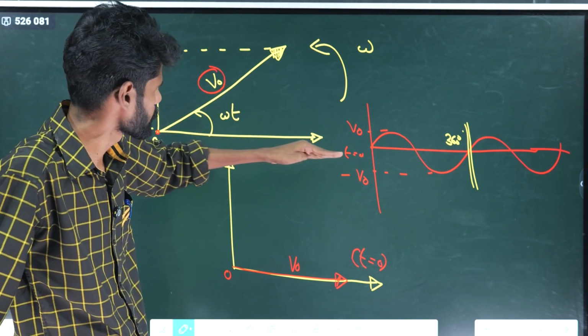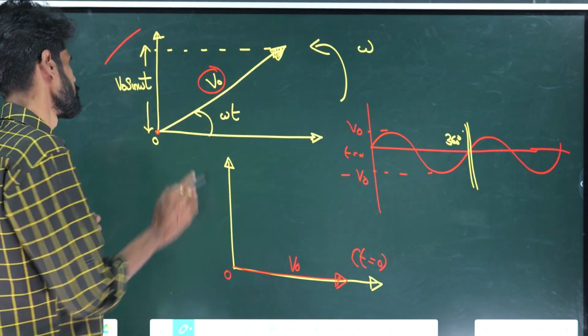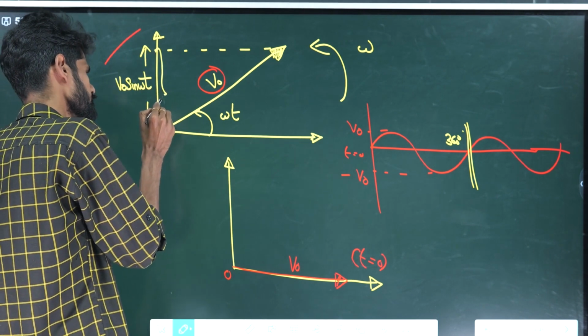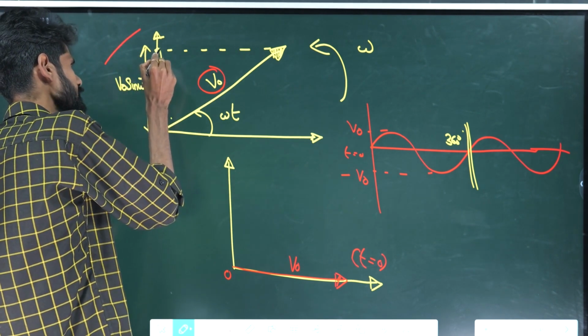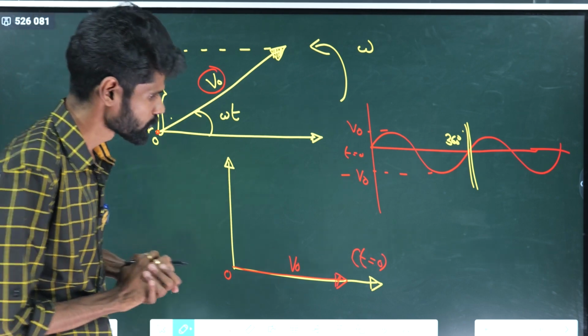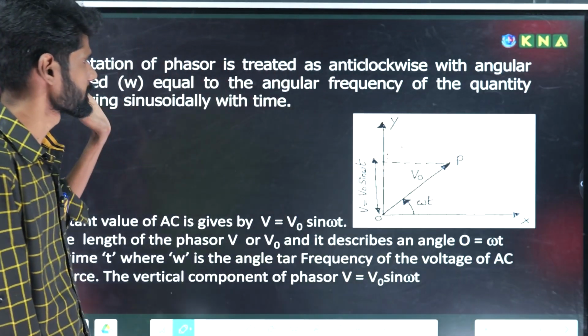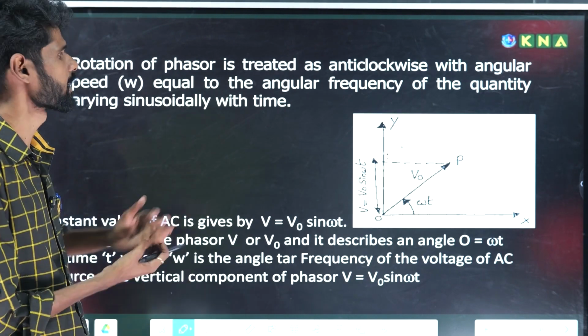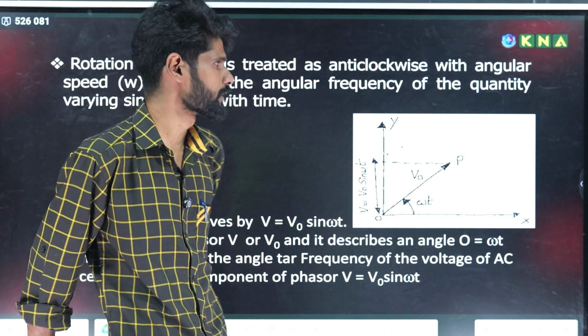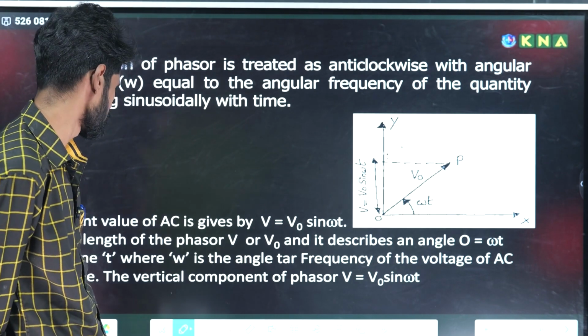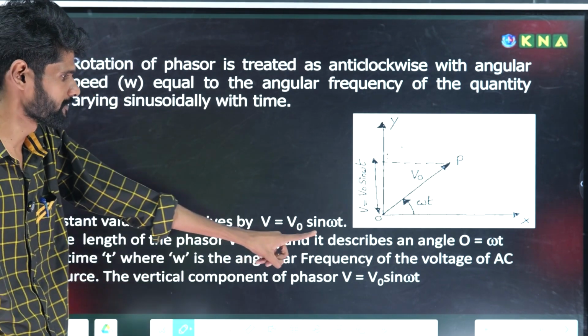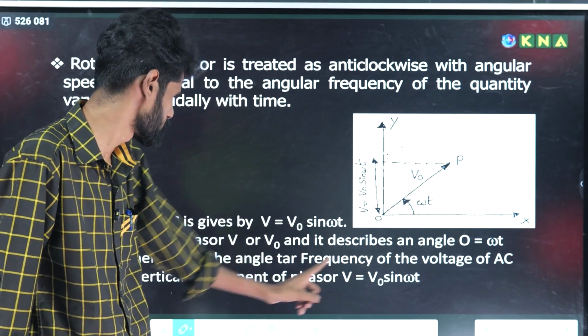Here this one is a cosine function, this one is a sine function. So the length of the phasor indicates the V naught sin omega t. The rotation of the phasor is treated as anti-clockwise with the speed omega, equal to the angular frequency of the quantity varying sinusoidally with time. The instantaneous value of AC is given by V naught sin omega t.